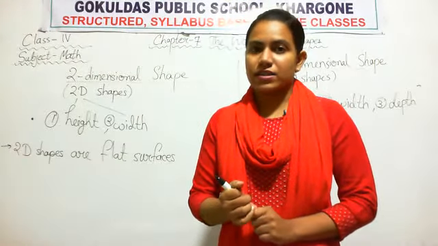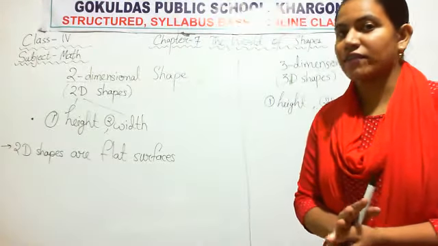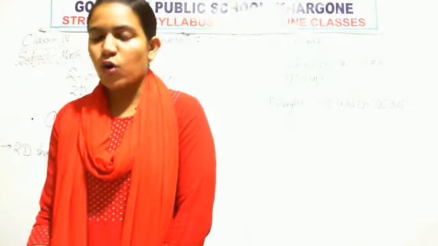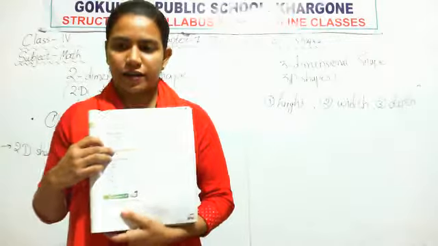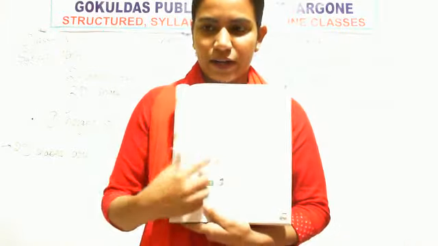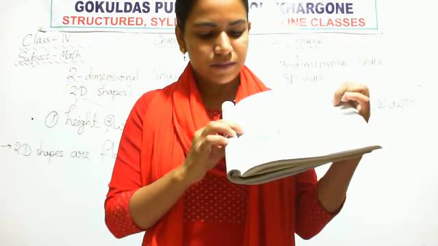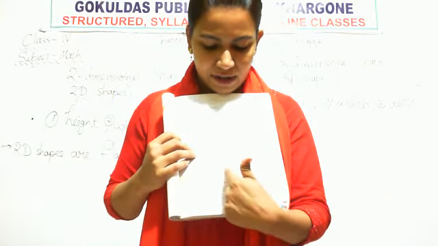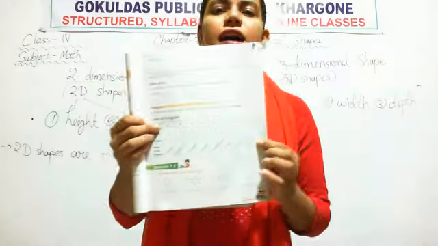Whatever polygons we have discussed were all 2D shapes. Which polygons have we discussed? If you open the book at page number 105, a table of types of polygons is given. Observe this table. Names of the polygons are given in the table: triangle, quadrilateral, pentagon, hexagon, heptagon, octagon, nonagon and decagon. All these are 2D shapes.